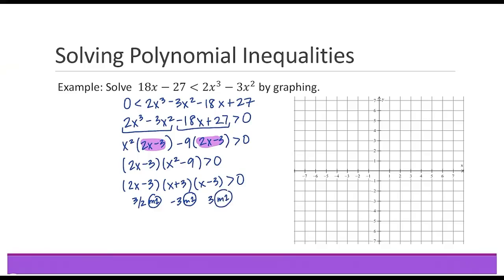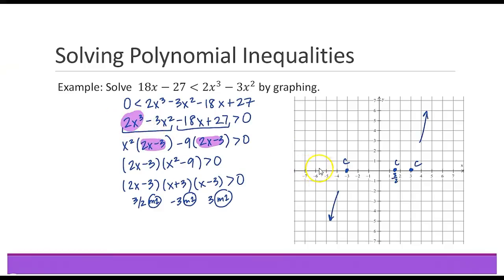So I have 3 over 2, and it's going to cut. I'm going to have negative 3, and it's going to cut, and I'm going to have positive 3, and it's going to cut. And then my leading term, well, let's not work with the factored version. Let's just go ahead and look back at the standard form of the polynomial, 2x cubed. So the end behavior is that the right side points up and the left side points down, like regular x cubed.